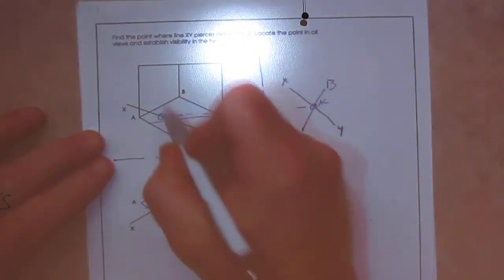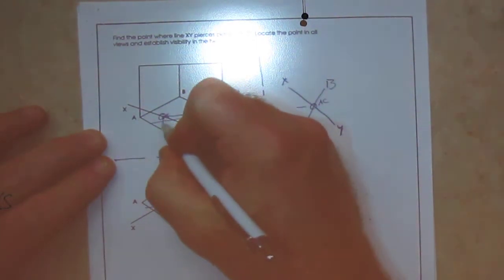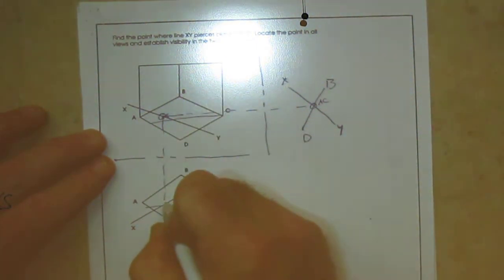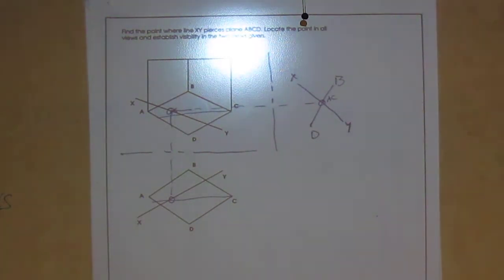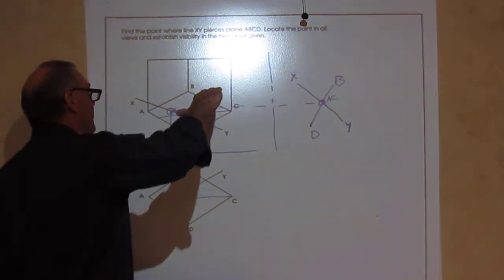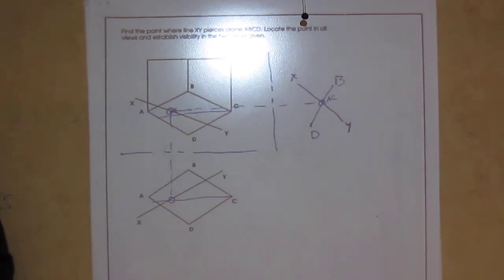This is what we call the pierce point. So I found it here in this view. I would then project that down to this view, and there's also the pierce point. Now, that tells us that they do intersect, but it only tells us half the story. We don't know if it intersects going into the page like this or coming out of the page like this. That is what visibility is about.